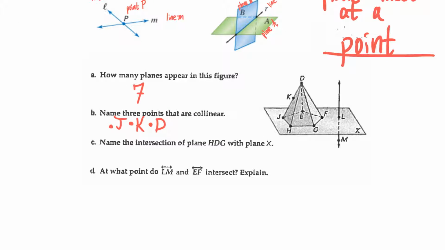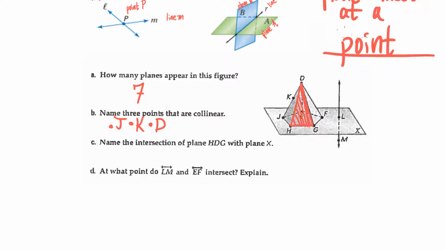So the question is: name the intersection of plane HDG with plane X. I want to know where this plane meets up with this plane. HDG is this right here, the front side of this pentagonal pyramid. So where does that plane meet up with plane X, which is the big plane down here on the bottom? Does it hit at point H? Yes, it does.